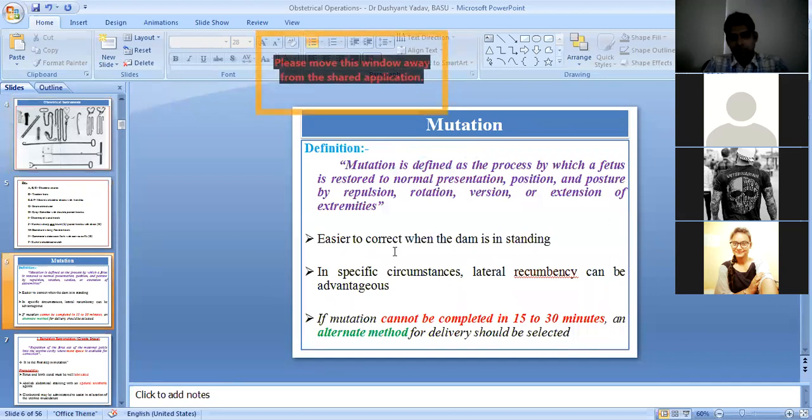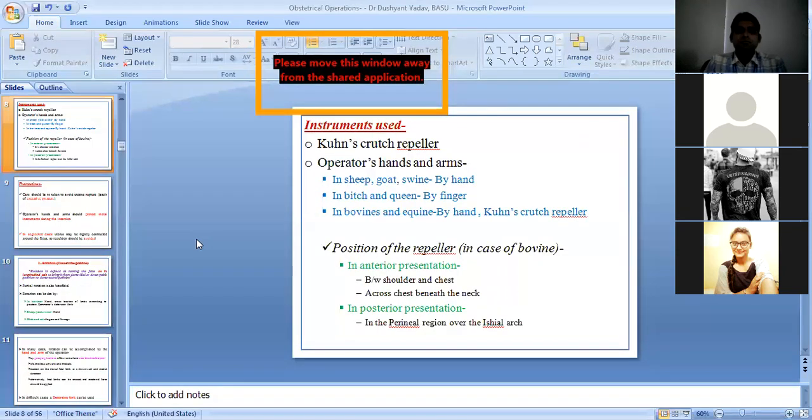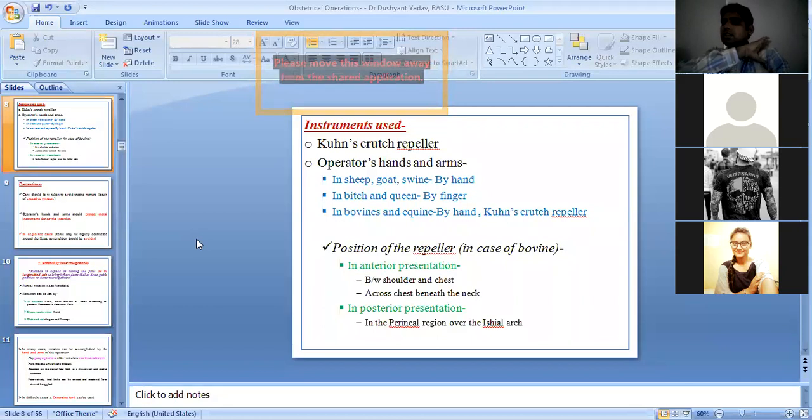What is the position of the repeller? In the cases of bovine, we can apply that repeller in the shoulder and chest, between the shoulder and chest. I have mentioned it, you have seen in the picture.